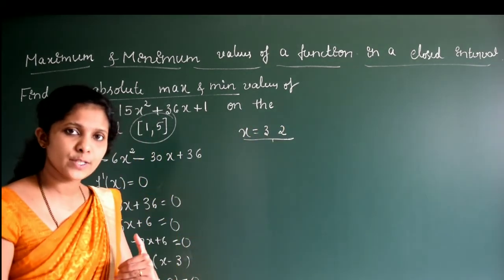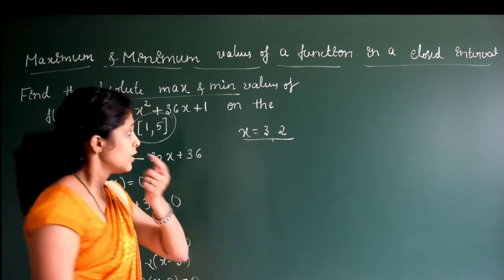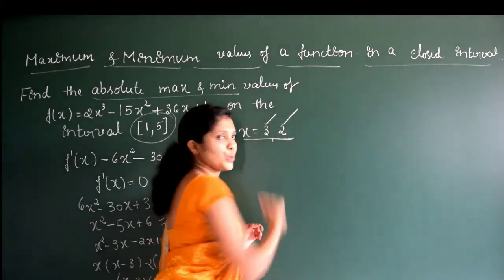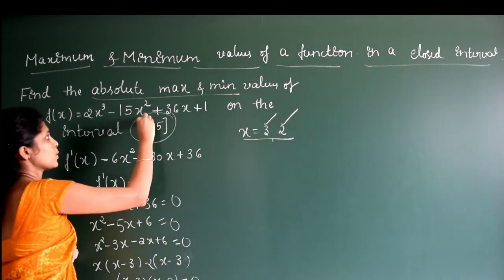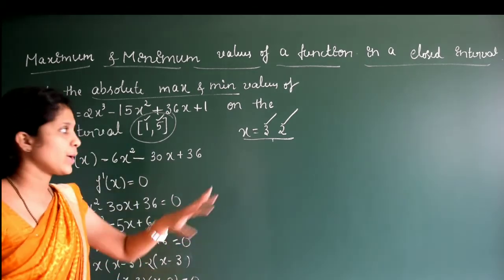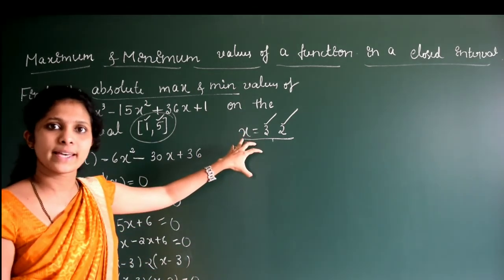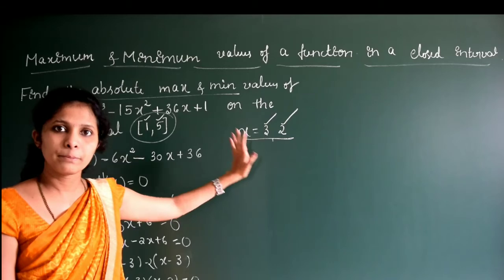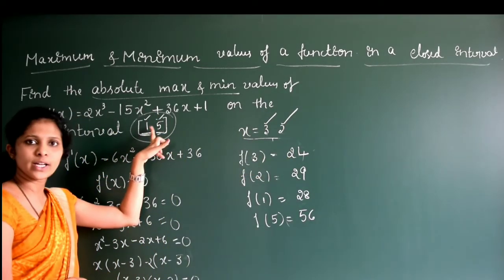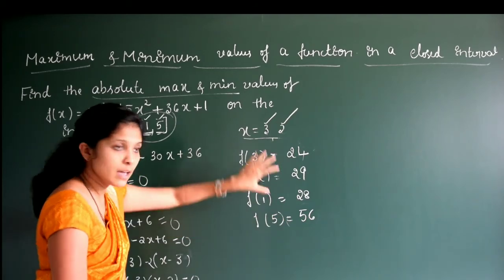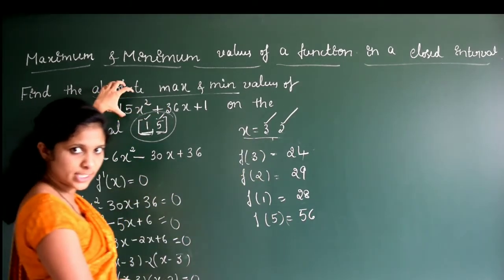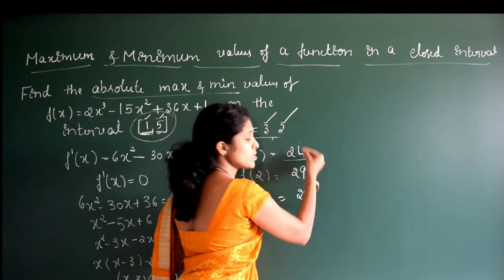Now to check the absolute maximum or absolute minimum, we have to substitute x is equal to 3, then x is equal to 2, then x is equal to 1, and after that x is equal to 5, and you have to see where it has a maximum and where it has a minimum. We have substituted x as 3, 2, then the end points 1 and 5. You have to substitute these in the original equation. Simplify this, and by substituting we got the values here.